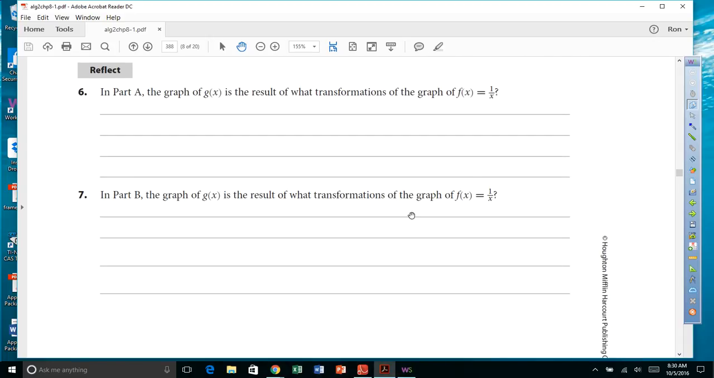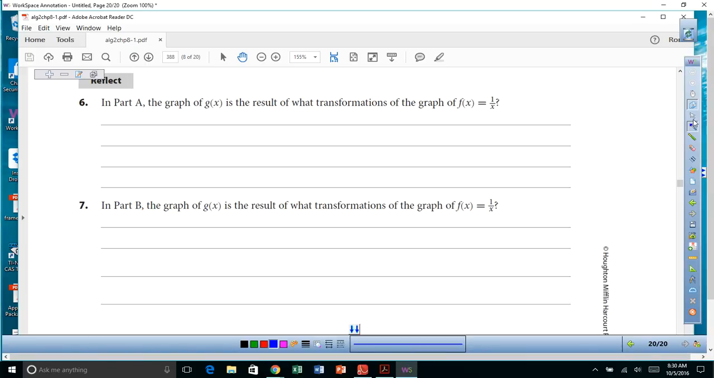In part A, the graph of g of x is the result of what transformation of the graph of f of x equals 1 over x? It's a reflection of the graph of f of x across the x-axis and a translation 1 unit to the right and 3 units up. So it's a translation of 1 unit to the right and 3 units up.